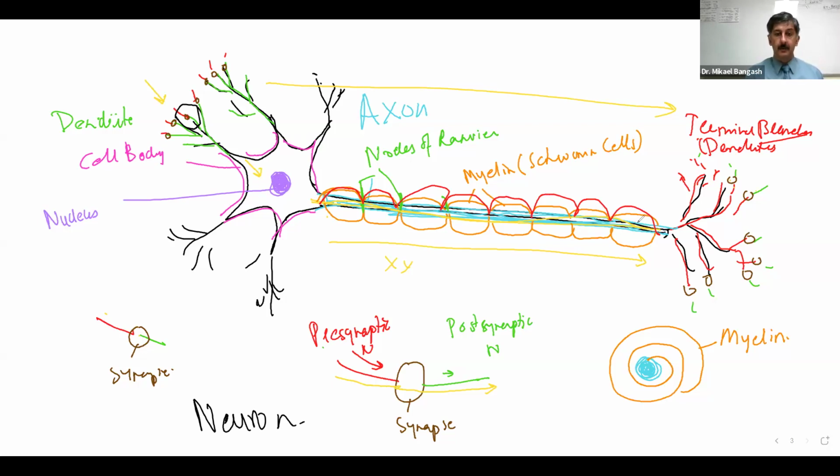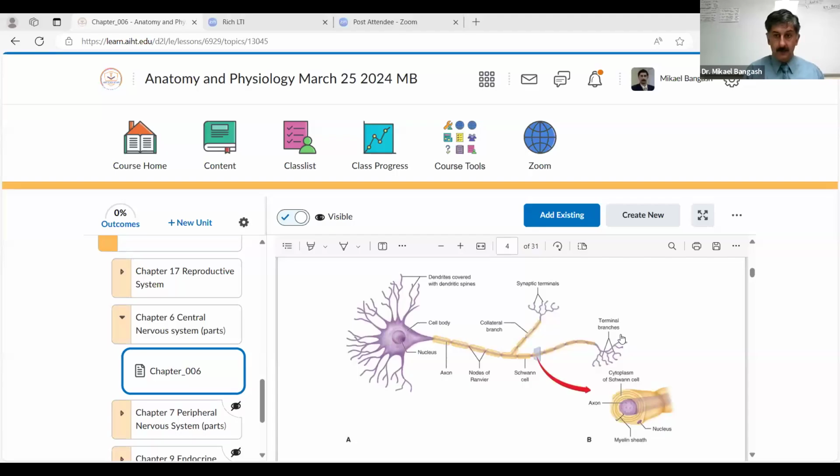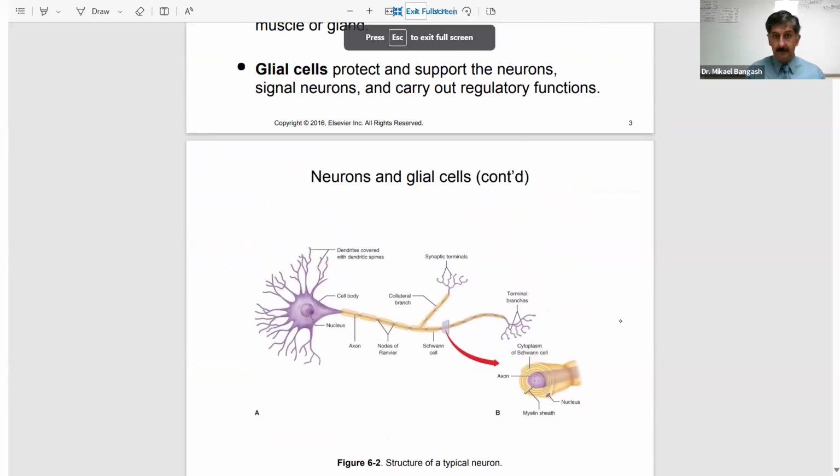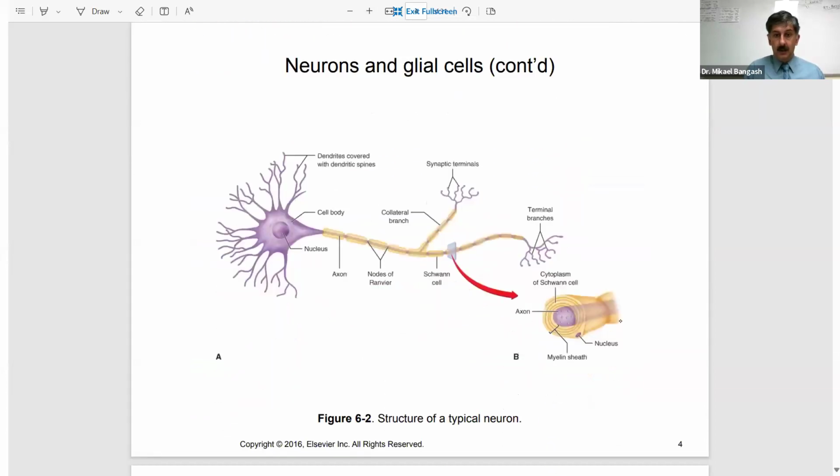But this diagram of your neuron is a must to know. So that should be a hint. Clear? Or if you guys want, look at what it looks like in the big book. Well, here we go. Same thing I just tried to remake it.